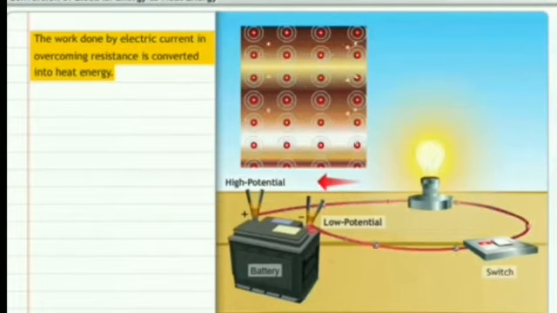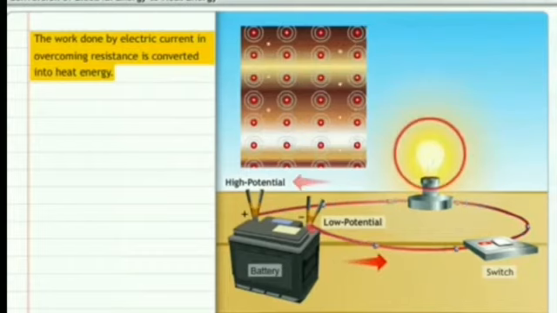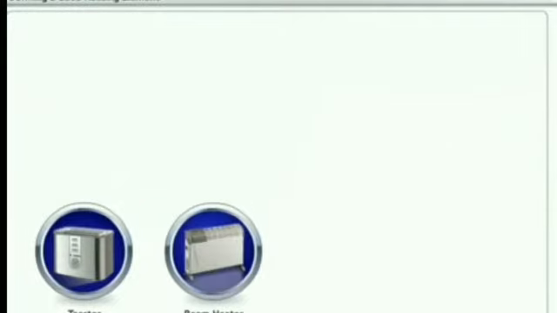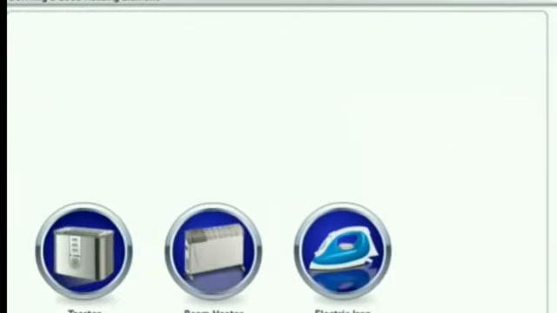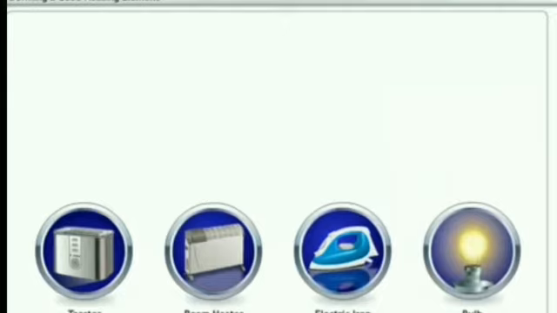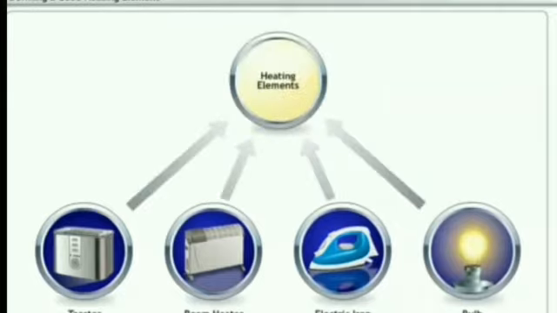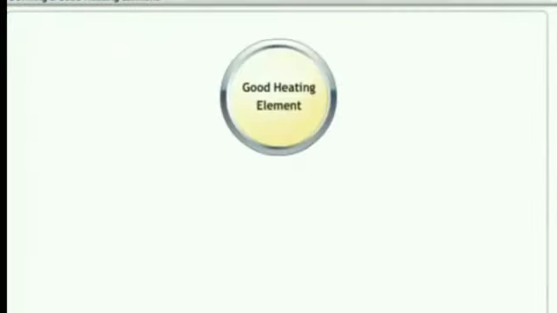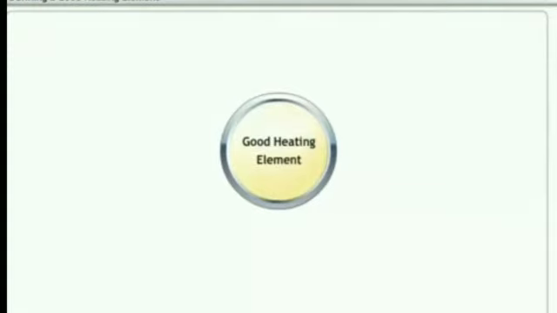Metallic conductors are used in electric heating devices to convert electrical energy to heat energy, and they are called heating elements. For example, filament in a bulb is a heating element. Now let us see the characteristics of a good heating element.